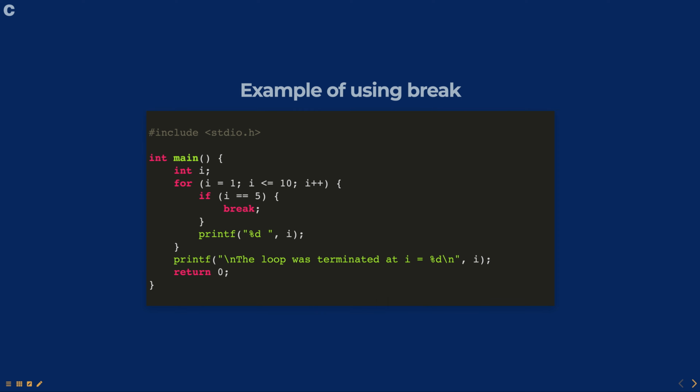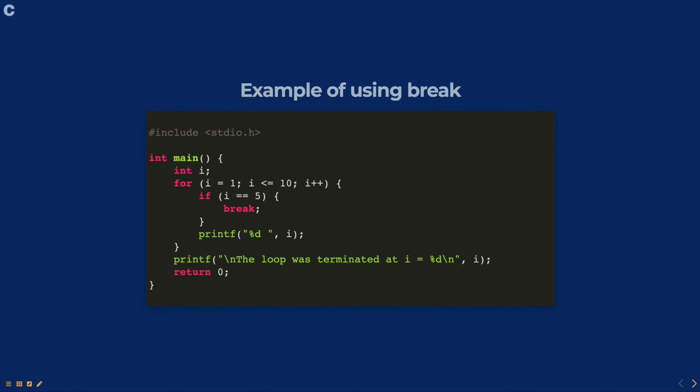Here is an example of using the break statement to exit a for loop early. In this example, the program prints the numbers from 1 to 10, but the loop is terminated early when the value of i becomes 5. The break statement is executed and the loop is terminated. The output of the program is 1, 2, 3, and 4, and the loop was terminated at i equals 5.